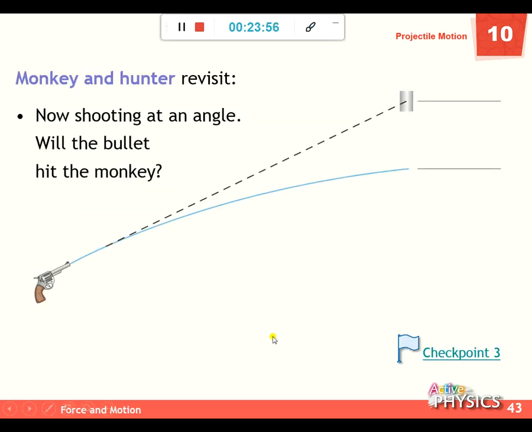Okay, next one. Monkey and hunter. We revisit again. You can see that initially, in this top projectile motion, we aim at the monkey. If this monkey does not move, the bullet cannot hit it. But when this monkey suddenly gets very afraid of the gun and then free falls, then the bullet will hit the monkey. Okay, like that.